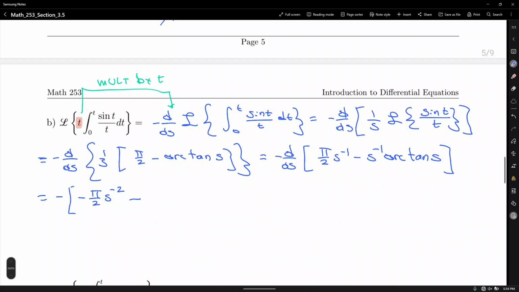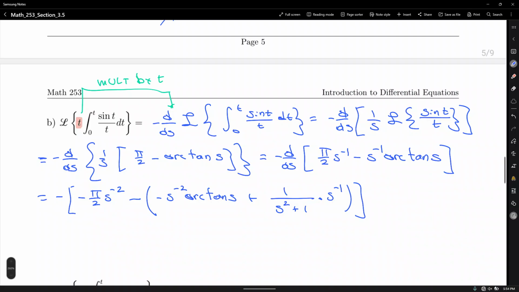Okay, so the derivative of s to the negative 1, that's negative s to the negative 2 times arctan of s, plus the derivative of arctan of s, which is 1 over s squared plus 1 times s to the negative 1. Okay? There's going to be a lot of negatives here and there going on. So how do we do this?